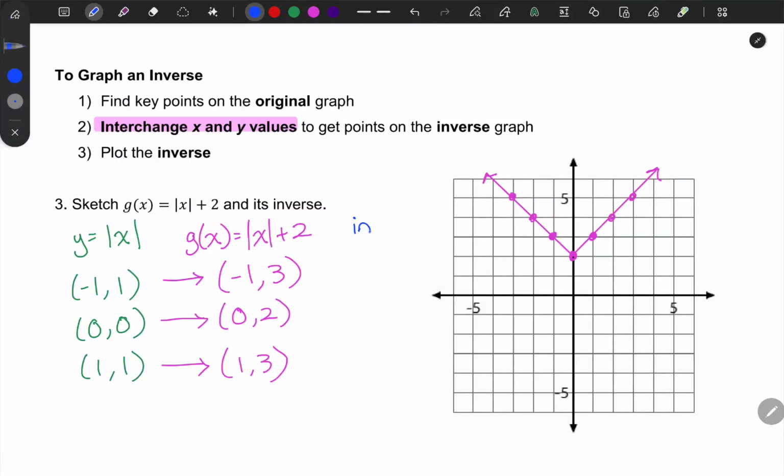Now to do the inverse, we're going to take our key points and we're going to interchange our x and y values. So we will have a point at 3, negative 1, at 2, 0, and at 3, 1, and we can interchange some of the other points as well just by reading them off the graph and switching our x and y value. So we have a point at 2, 0, at 3, 1, and 3, negative 1. And for example, we also had a point at 2, 4. That becomes a point at 4, 2. And that's enough again to draw our graph.